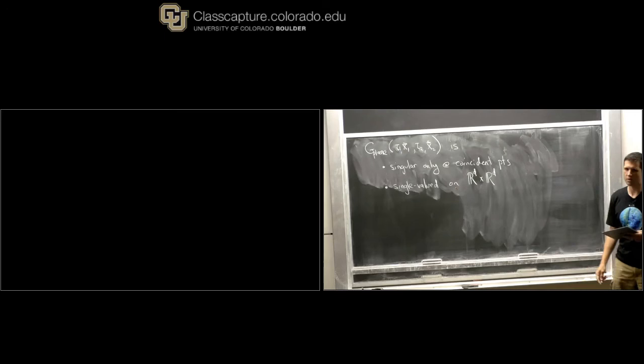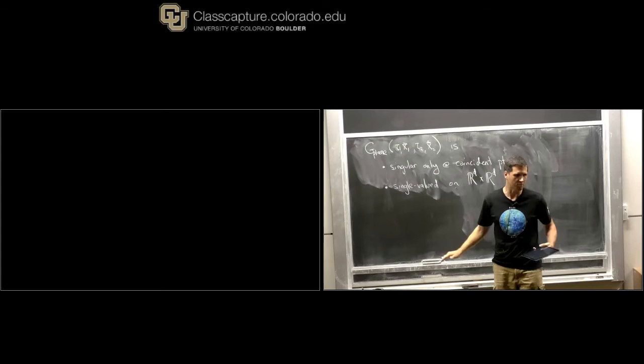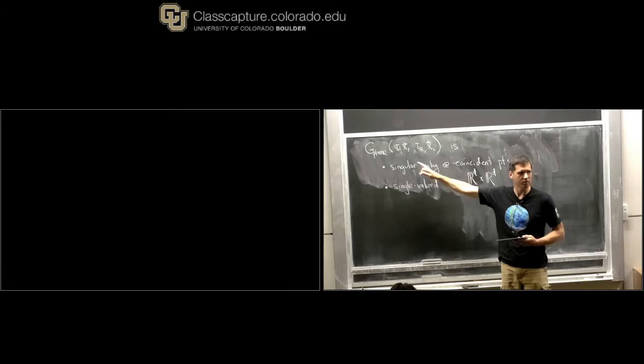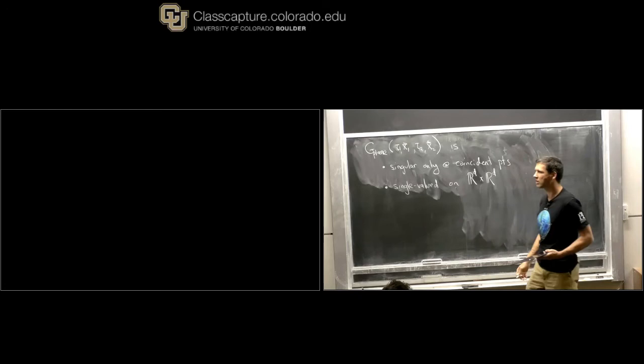In other words, if we define this Euclidean correlation function and we really stick to Euclidean space, when I say it's singular only at coincident points, I'm viewing this as a function in Euclidean signature. And this thing is related to the correlation functions in Lorentzian signature, but when we stick to Euclidean signature, this has a very simple analytic structure: it's singular only at coincident points and single valued.